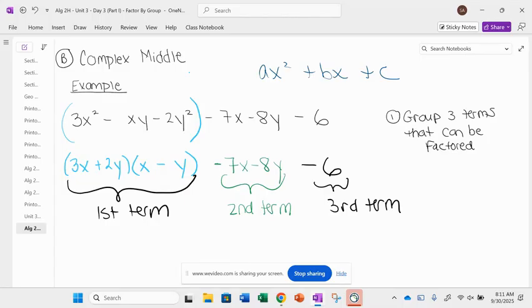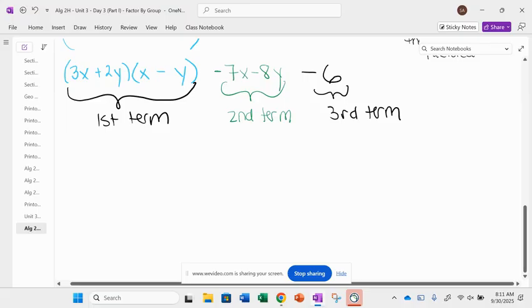Now, when we factor, usually what we do is we set up a double set of parentheses. So let's go through it. So we have our first term, our second term, our third term. So I'm going to set up a double set of parentheses.